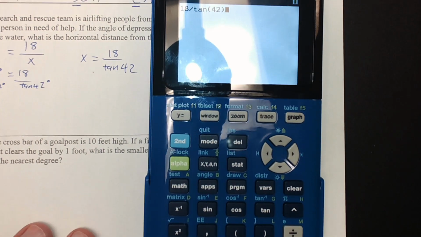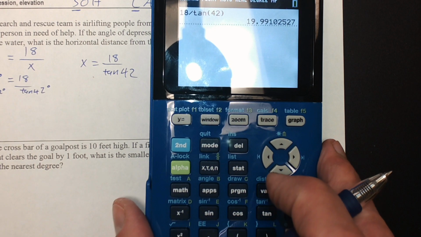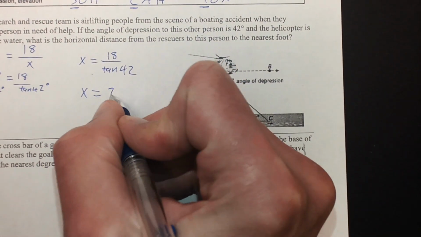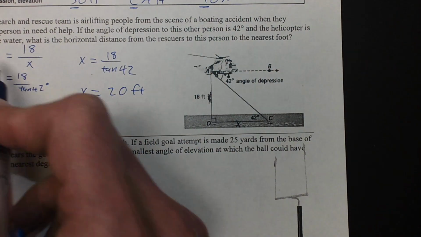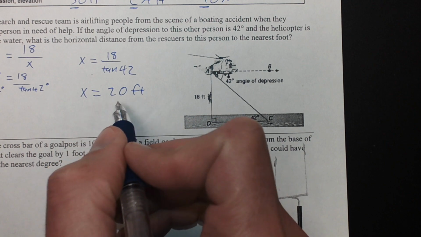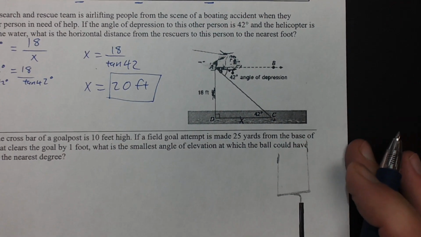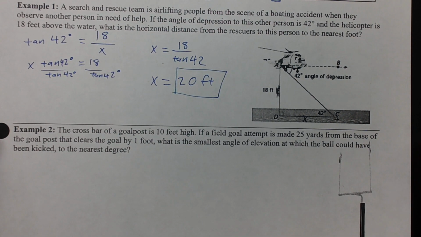And 18 divided by the tangent of 42 is, to the nearest foot, really just 20 feet. So that's our answer, 20 feet. And remember feet, because everything was given in feet. 18 feet was previously given, so our answer is going to be in feet. So that's how you do problem number 1.